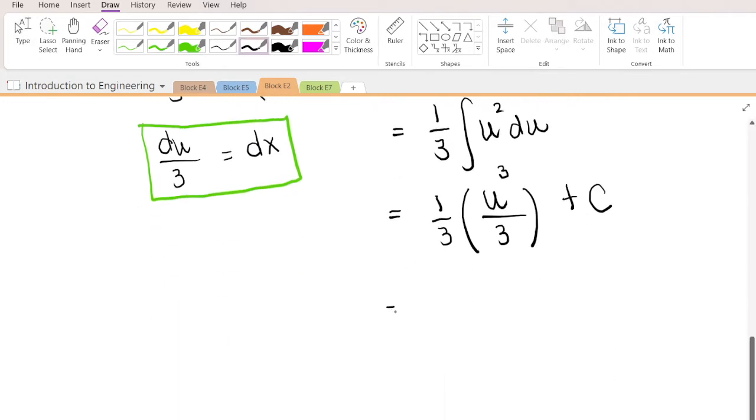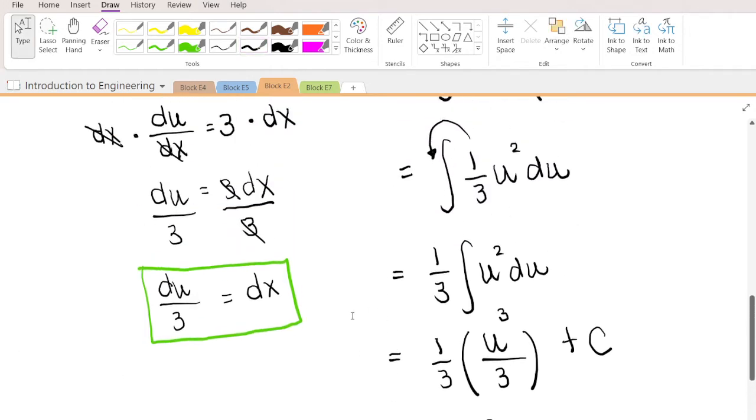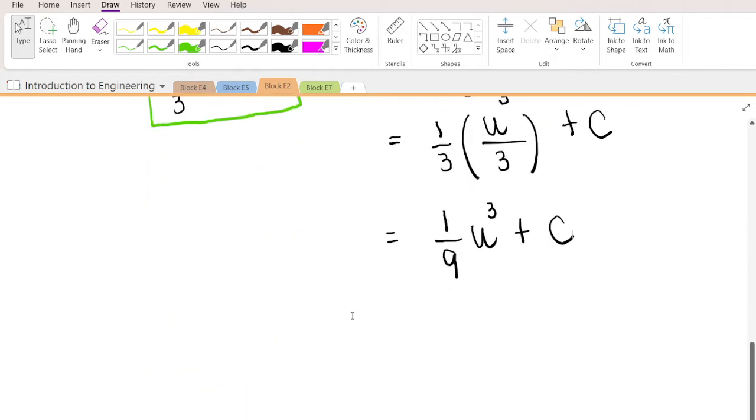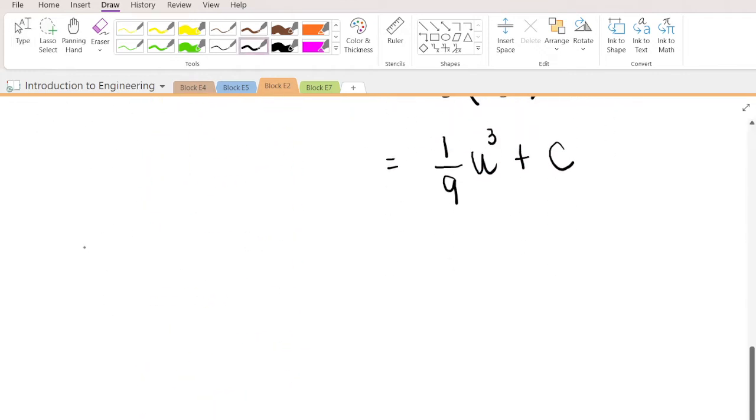Okay, and then afterwards, you have 1 over 9 as your coefficient. You have u to the power of 3 and then plus c. Okay, so we're not done yet. So what we're going to do is to recall.